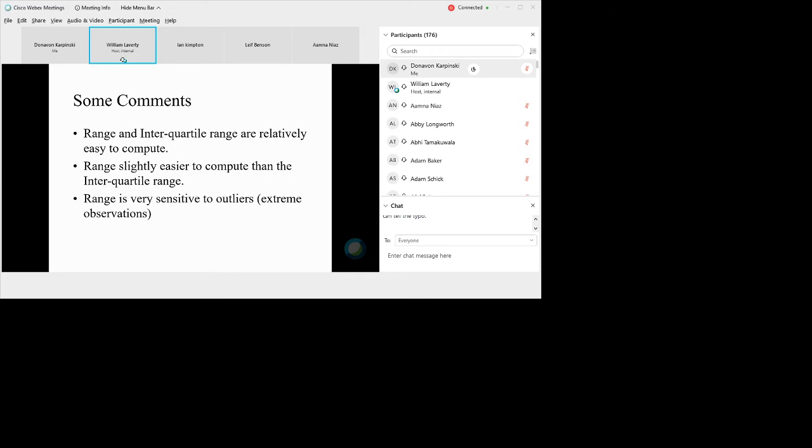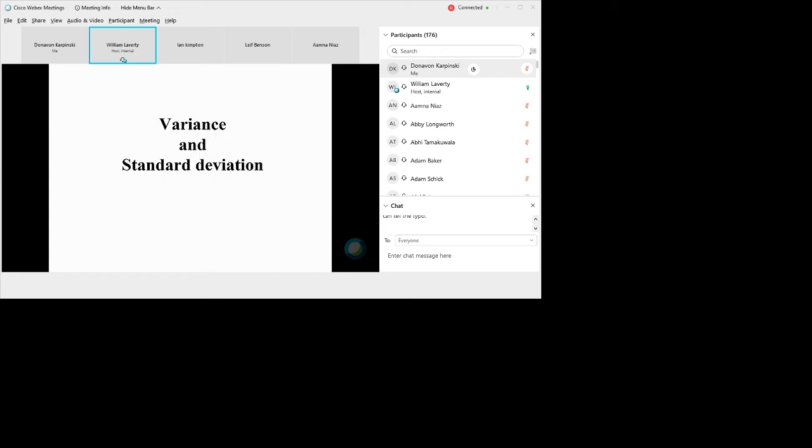These are easy to compute. The range is slightly easier to compute than the interquartile range. The range is very sensitive to outliers, extreme observations. One observation that's extreme will increase the value of the range by a considerable amount.